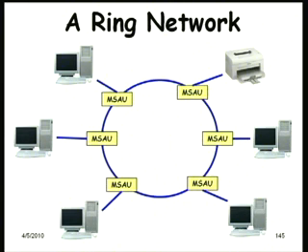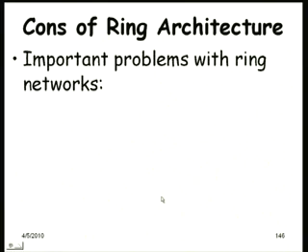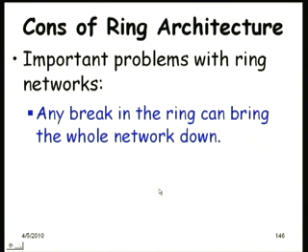It would look like this: computers connected on a ring through MSAUs, which can be hubs. There are several problems with the ring architecture. One is that any break in the ring can bring the whole network down. One major problem, a reliability issue.